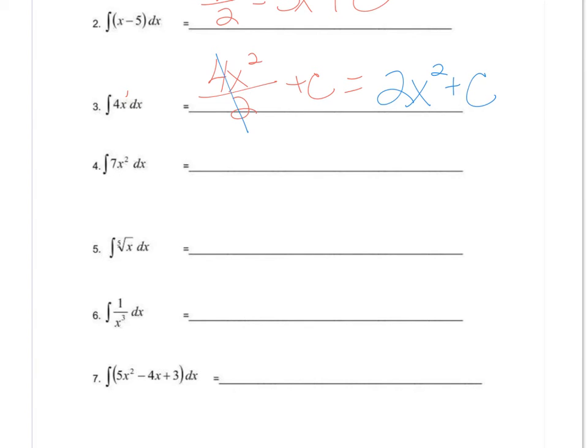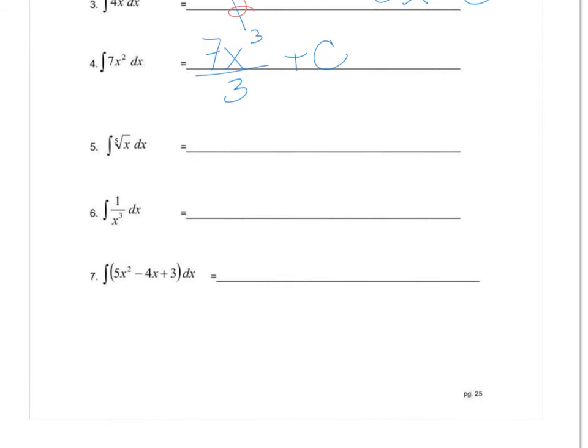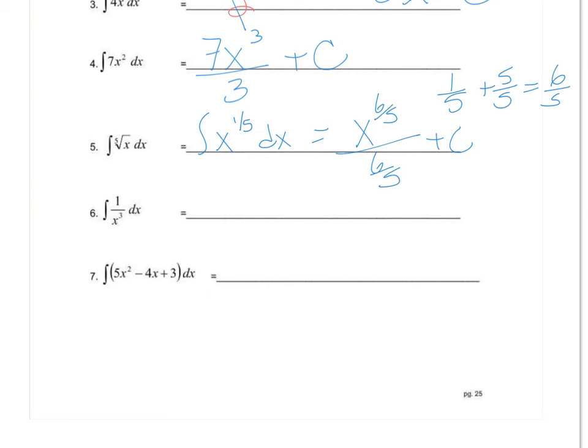For number 4, the 7 is going to carry over. X, add 1 to the exponent, divided by the exponent. Okay, for 5, we can't do anything yet. First, we have to make this an exponent of 1/5. Now we can add 1. So let's see, 1/5 plus 1 is 6/5. So we get x to the 6/5 all divided by 6/5. But instead of dividing by this fraction, we are going to multiply by the reciprocal.